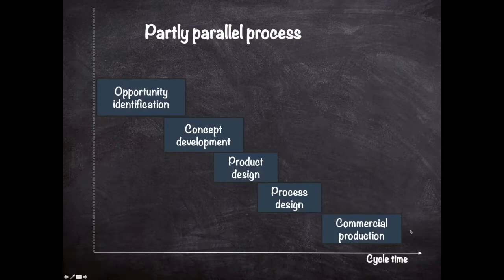Then, in partly parallel processes, you try to make this go quicker. So you have the same building blocks here, the same activities, but you see they are partly in parallel. Before the opportunity identification is done, you start with concept development. And before that is done, you start with product design. And before product design is done, you start with process design and then some commercial production.